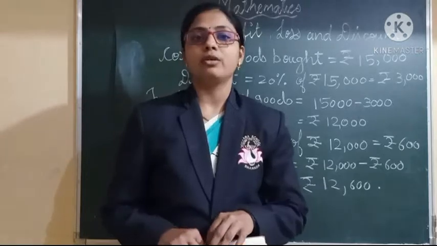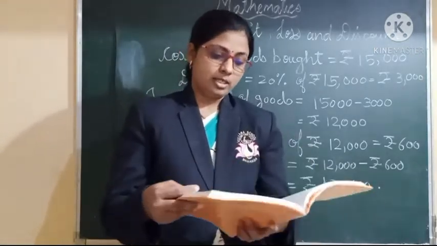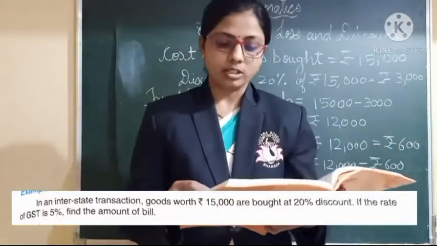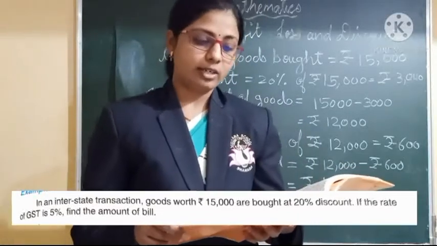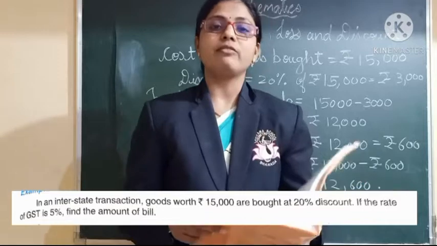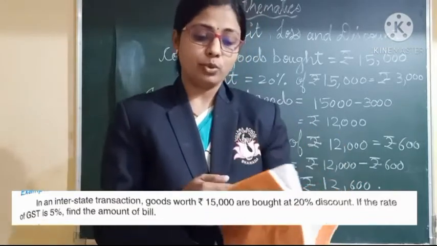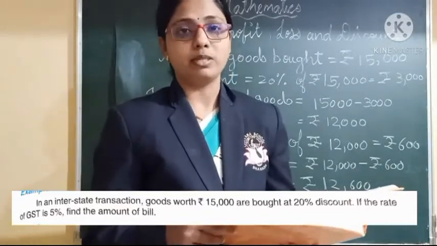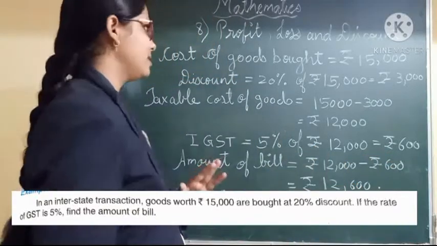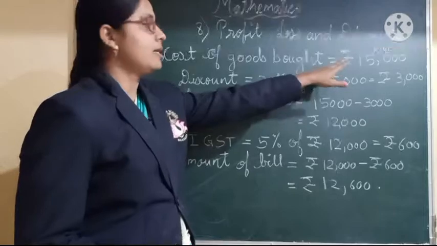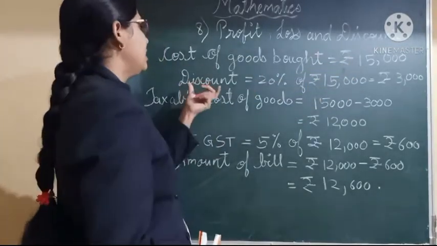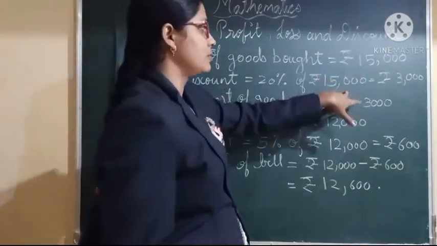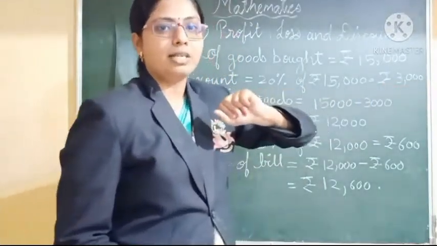So again we will look at a different example, that is, in an interstate transaction, goods worth rupees 15,000 are bought at 20% discount. If the rate of GST is given as 5%, we have to find out the amount of the bill. As we know, in an interstate transaction, CGST and SGST will be 0, so we have to consider them as 0. Then the cost of goods bought is 15,000 rupees. Then the discount on this 15,000 rupees we have to find out, that is 20% of 15,000. So we will get the answer as rupees 3,000.